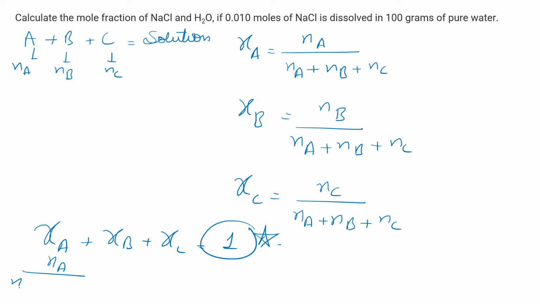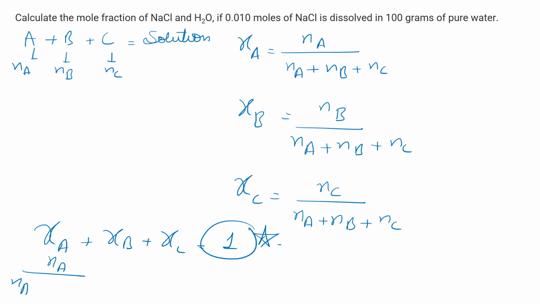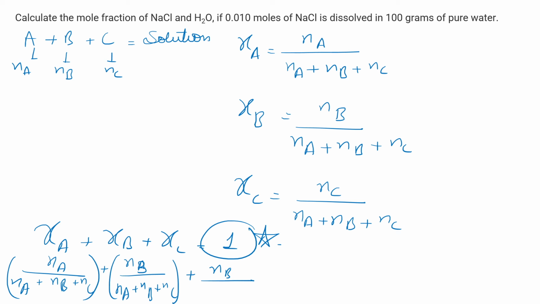So put the values of moles over here. Mole fraction of A, what we calculated over here, is Na divided by Na plus Nb plus Nc. Similarly, for mole fraction of B, it is Nb divided by Na plus Nb plus Nc, plus mole fraction of C, the number of moles of C divided by Na plus Nb plus Nc.